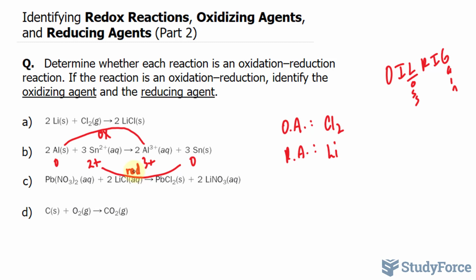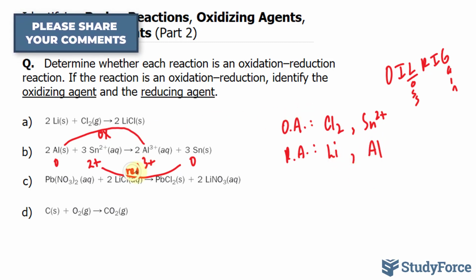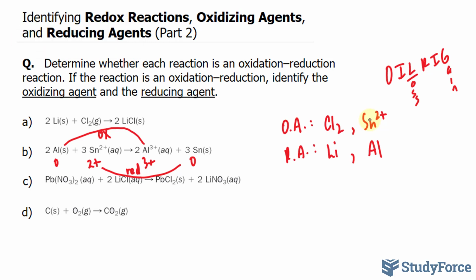This is a redox reaction, and the oxidizing agent for question B has to be Sn2+, whereas the reducing agent has to be aluminum. Remember, it's always the opposite. So this was oxidized, and it is the reducing agent. This was reduced, therefore it's the oxidizing agent. Let's move on to question C.